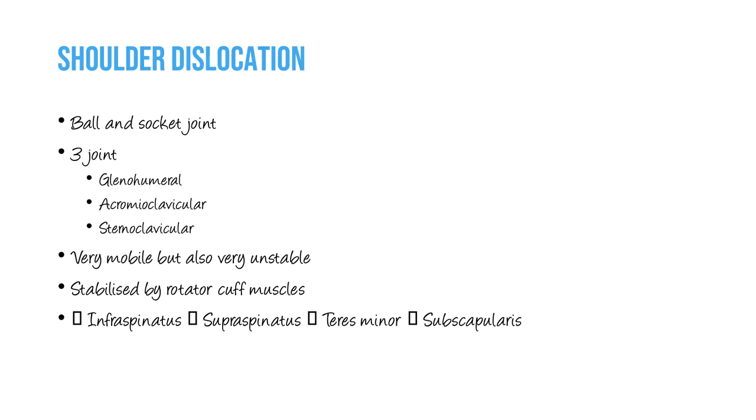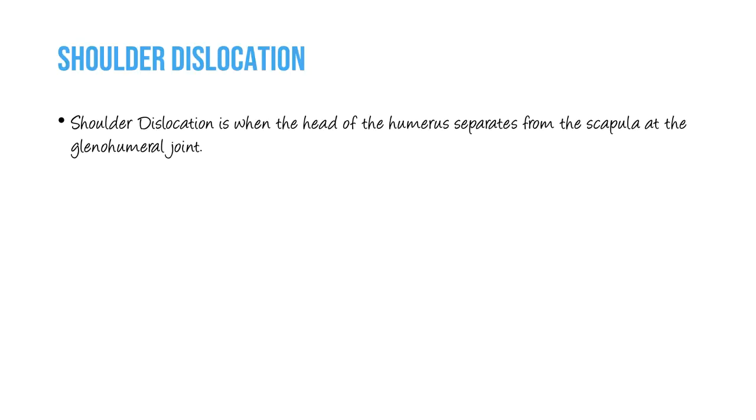The main idea here is to understand that the head of the humerus is very large in comparison to the very small glenoid. Now, what is a dislocation? Dislocation is basically defined as when there is a total loss of contact between the 2 surfaces forming a joint. So this is when the head of the humerus separates from the scapula at the glenohumeral joint. The glenoid and the humerus are separated from each other.